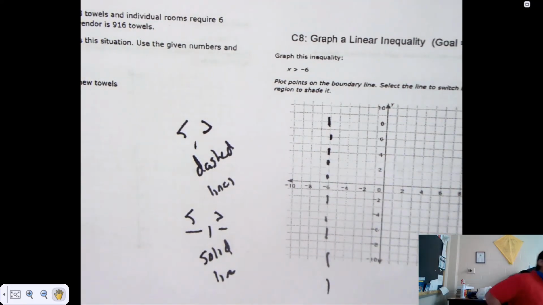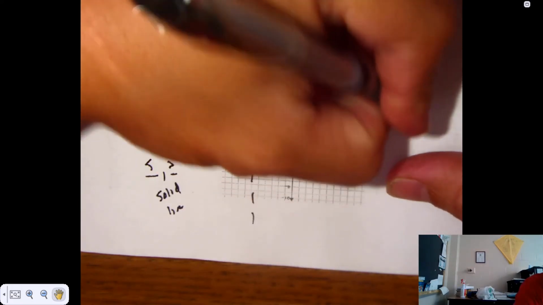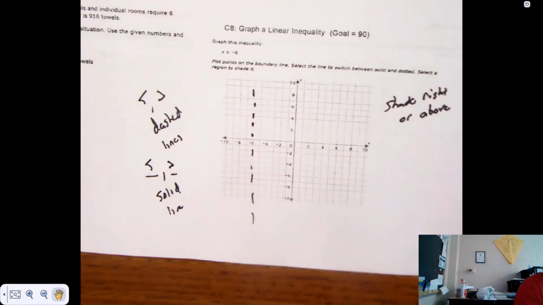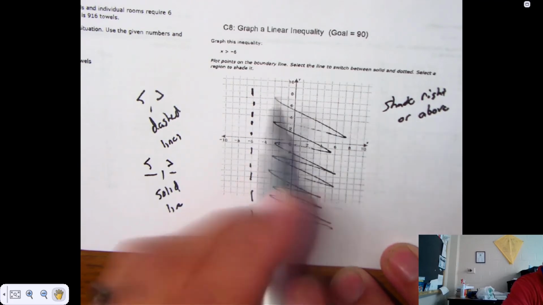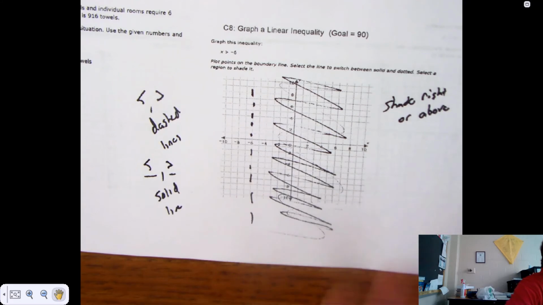Now, this is a greater than symbol. Generally speaking, a greater than symbol means to shade right or above. You really can't shade above that line, but can't you shade to the right of it? Yeah. And it makes sense because you're shading greater than -6. You know, 0 is greater than -6. 1 is greater than -6. So you just shade over here.